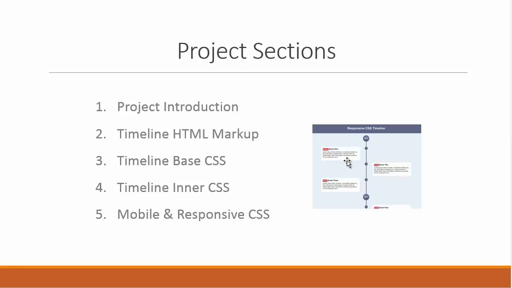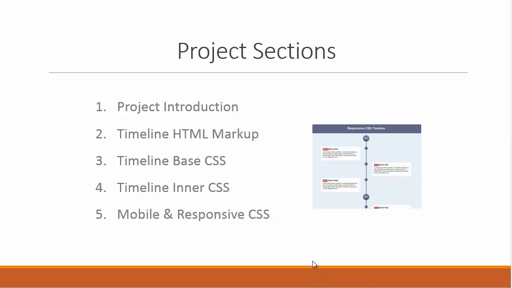Basically, you can see the little thumbnail over here. We have a line down the middle, and we're going to have years. So basically we have these year blocks, and then we have event blocks. But it's not in a boxy format. We have the events coming off each side of the timeline.